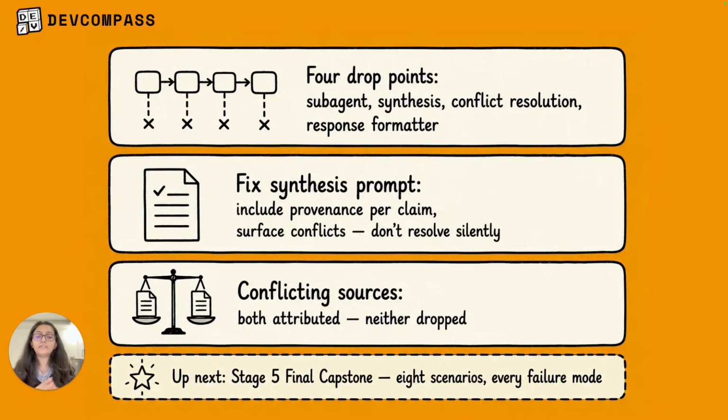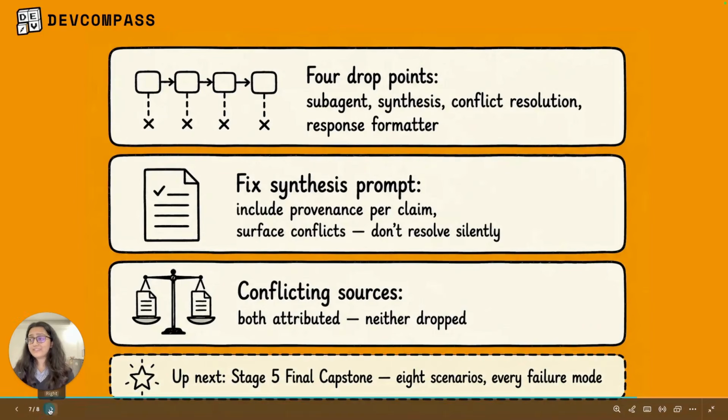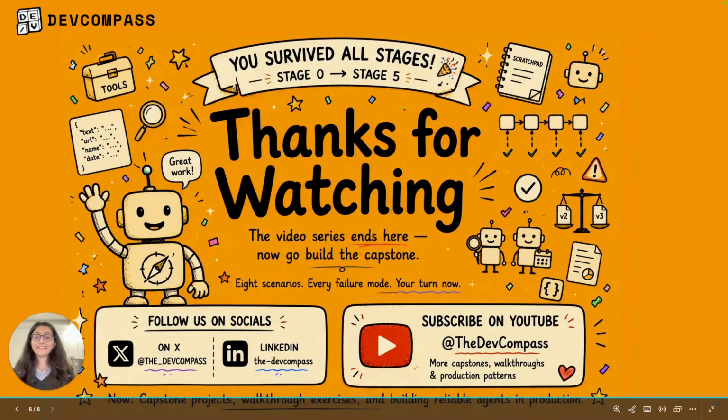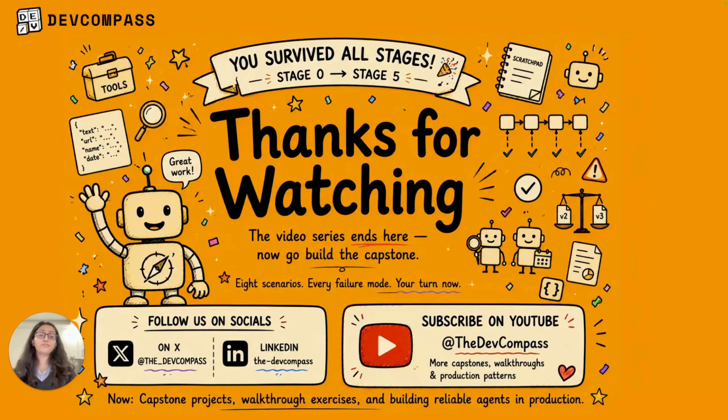And finally, the final video was about provenance: 4 drop points, the coordinator synthesis fix, and conflicting sources that are attributed rather than silently resolved. So that's the course. 6 stages, dozens of videos, walkthroughs that ask you to actually build the things, not just watch them get built, and a final capstone that runs your agent through 8 scenarios designed to break it.